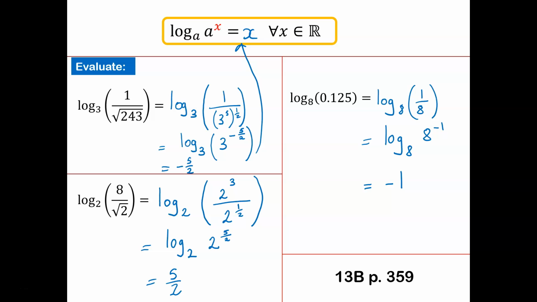So that's it for this lesson. So could you please go and do section 13b, which is on page 359.